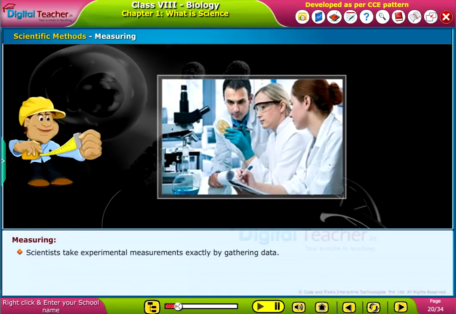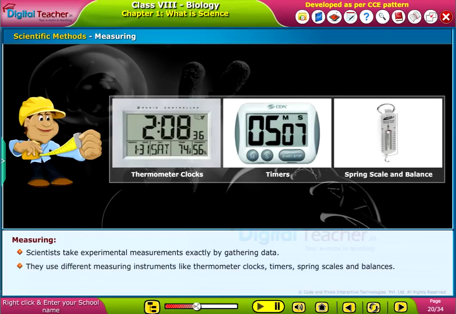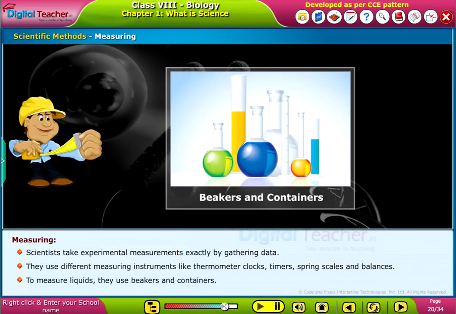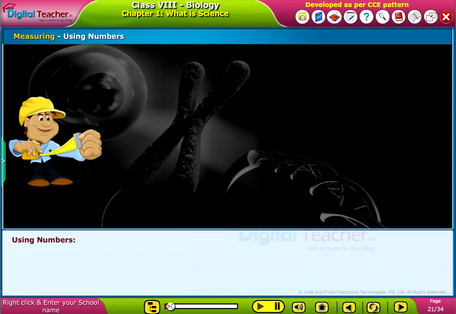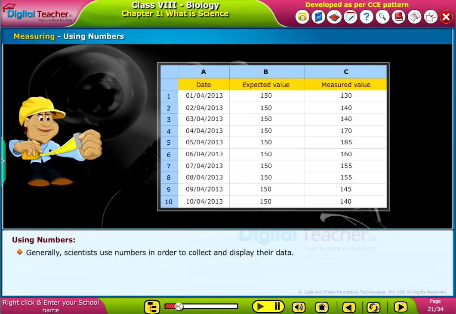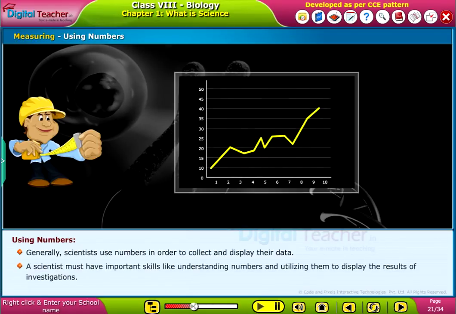Scientists take experimental measurements exactly by gathering data. They use different measuring instruments like thermometers, clocks, timers, spring scales, and balances. To measure liquids, they use beakers and containers. Using numbers. Generally, scientists use numbers in order to collect and display their data. A scientist must have important skills like understanding numbers and utilizing them to display the results of investigations.